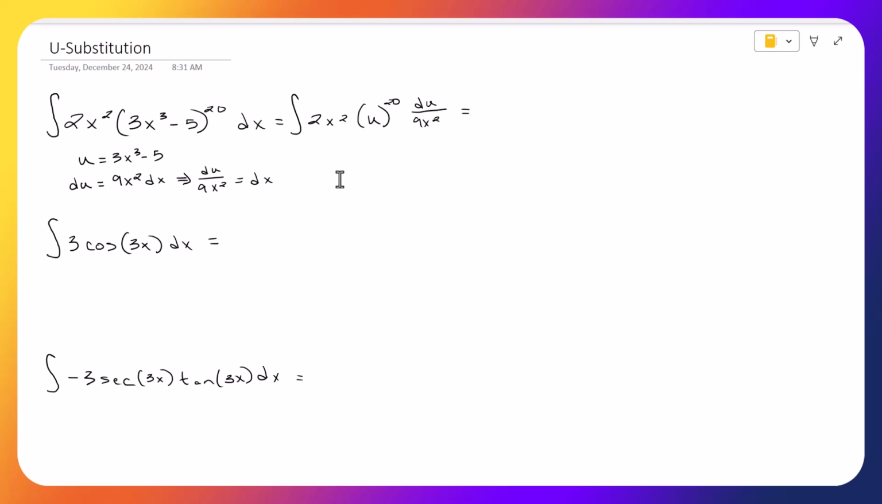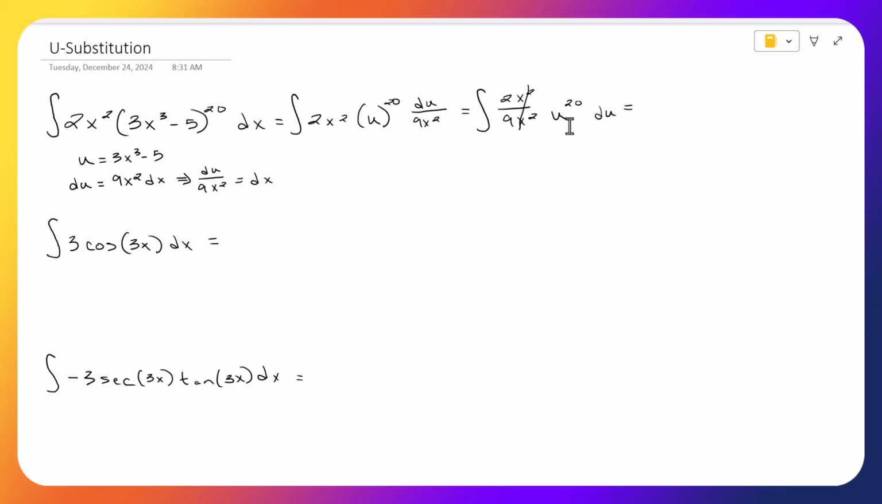And let's rearrange this to make this look a little prettier. We get the integral. All I'm going to rearrange is I'm taking this 9x squared, dividing by 9x squared and moving it over here, because this is all effectively multiplication. So we're going to have 2x squared divided by 9x squared times u to the 20th du. And I'm going to save myself a line because it's going to run out of space. But this x squared over x squared, that's just going to simplify to 1. It's going to go away. And now I just have the integral of 2 over 9 times u to the 20th.